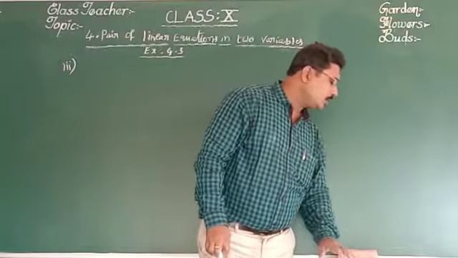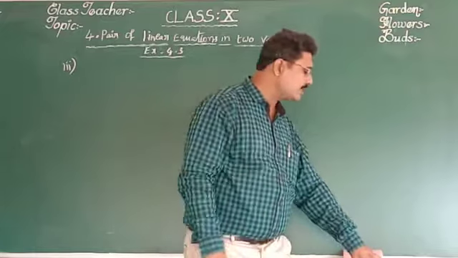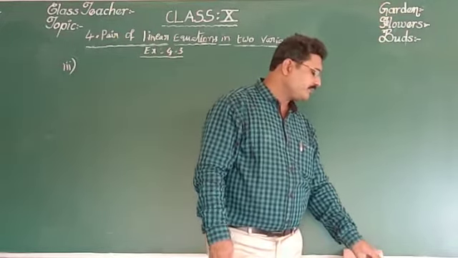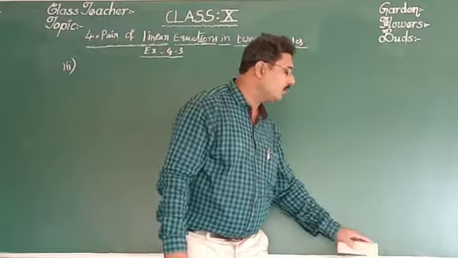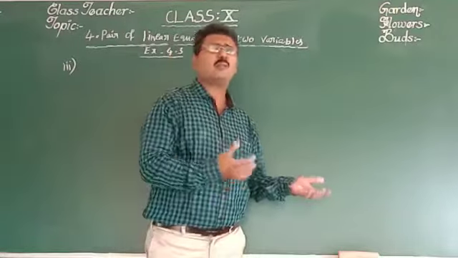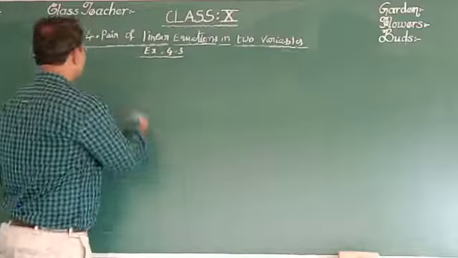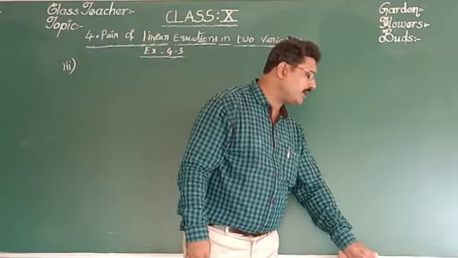Okay, see that 2 women and 5 men can together finish an embroidery work in 4 days, while 3 women and 6 men can finish it in 3 days. Find the time taken by 1 woman alone and 1 man alone to finish the work. Okay, see the problem. This problem also converts into 2 equations, that means 2 parts. So first of all, see the third problem: women and men together doing embroidery work.